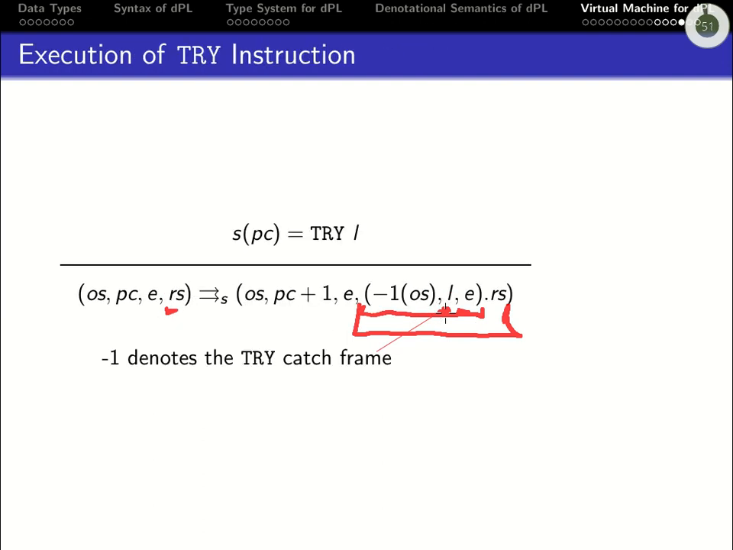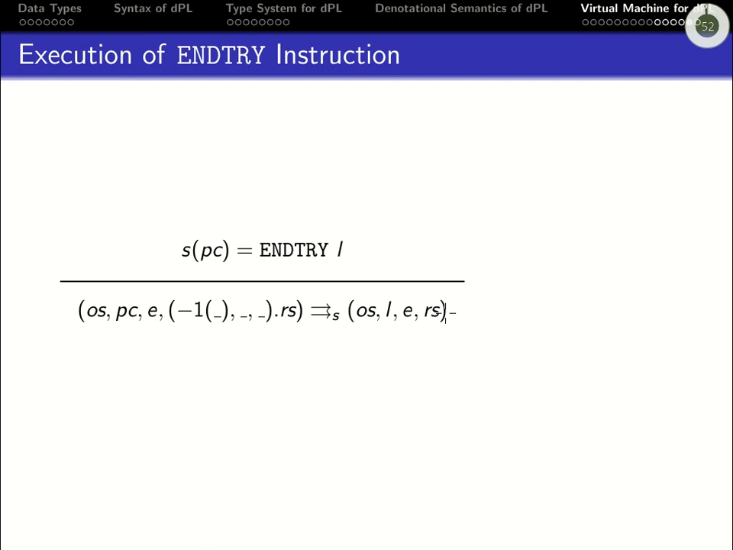You were here, right? So the -1 denotes the try-catch frame. It's just a marker, right? One thing we're going to see is that we're going to keep popping until we find the try-catch frame. That's going to be one operation.